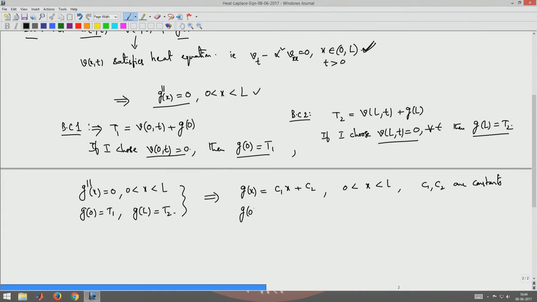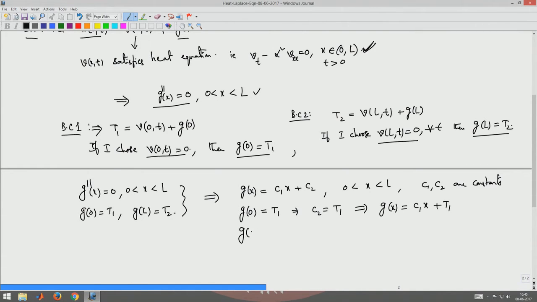So, apply the boundary data. G at 0 equals T1. This will give me C2 equal to T1. And now immediately what you get is G of x is C1 x plus C2, where C2 is T1. So, that is what you have.